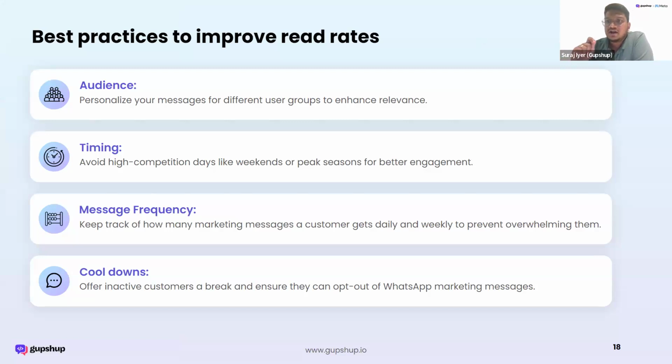Whenever there is a peak season, which involves better engagement, that is when you need to avoid larger campaigns, because that is when all businesses are trying to send marketing messages and you might get a much lower read rate. So we usually recommend that whenever there's a festive season, you schedule your campaigns probably 2 or 3 days prior, rather than making it happen on the high competition day when every other business is trying to send a message to the user.